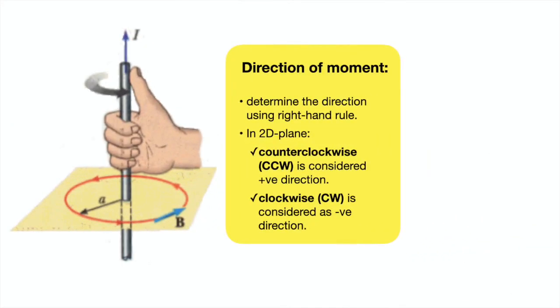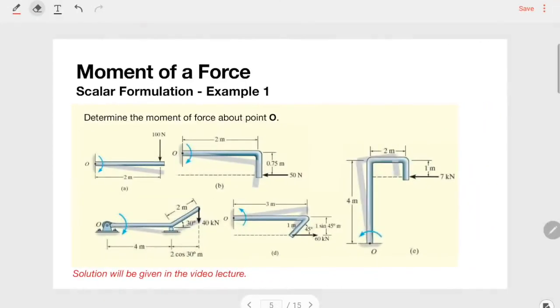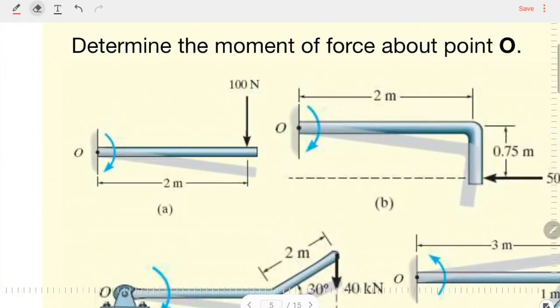The direction of the moment can be determined using the right hand rule. The 4 fingers will point towards the direction of the force and the thumb will show the direction of the moment. So normally in a 2D plane, we assume counterclockwise as positive direction, while clockwise as negative direction. Let's do a quick exercise with this example.